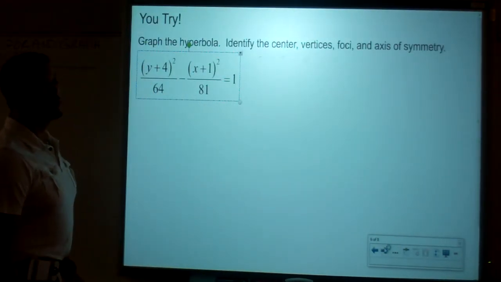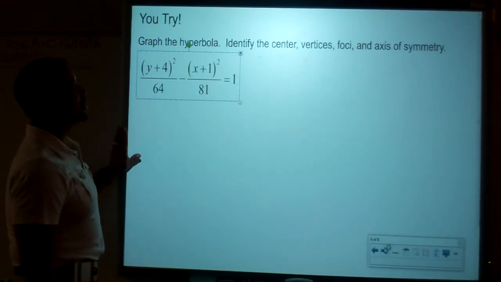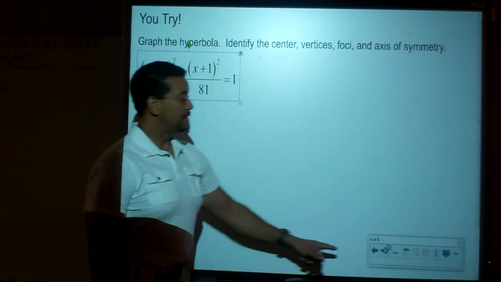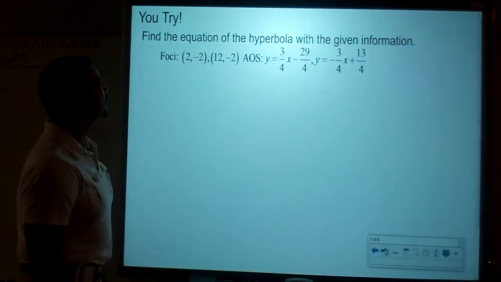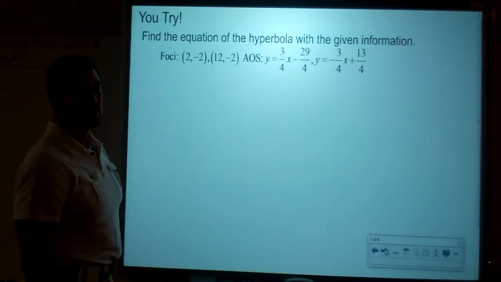So, the first one I want you guys to try is this one. This one you're going to graph the hyperbola given this information, find the center, the vertices, the foci, and the axis of symmetry. The second one you're going to do is this one. Find the equation of the hyperbola with the given information.